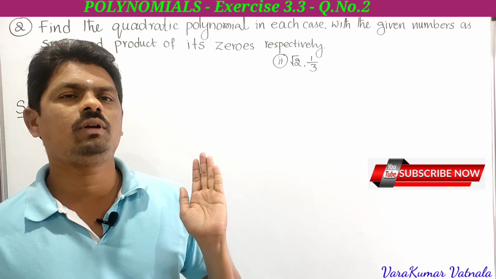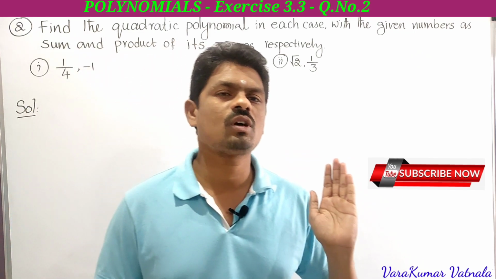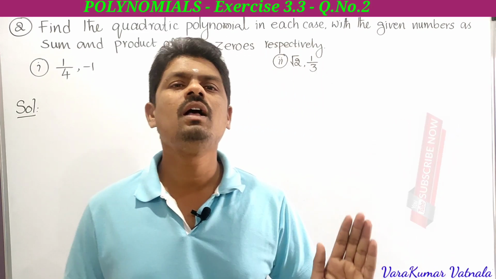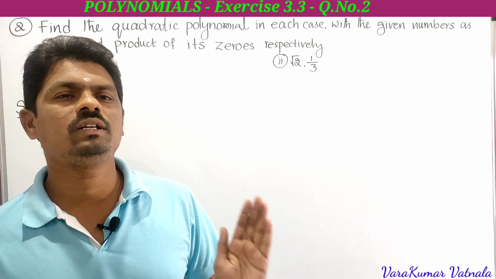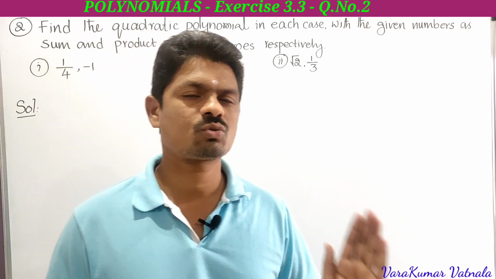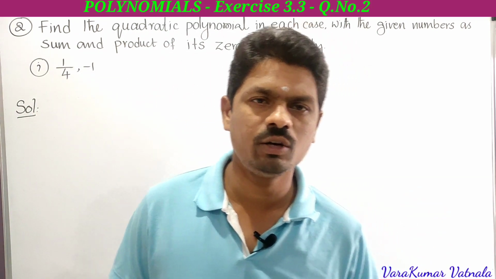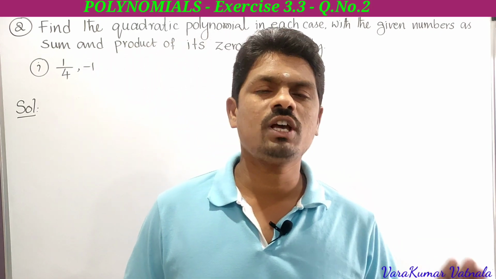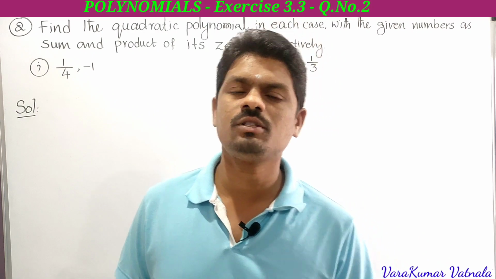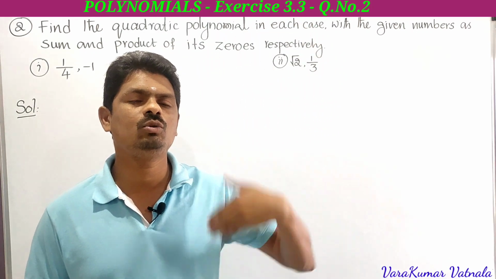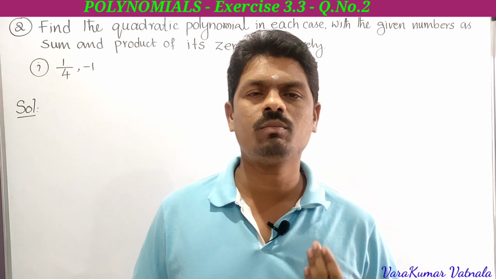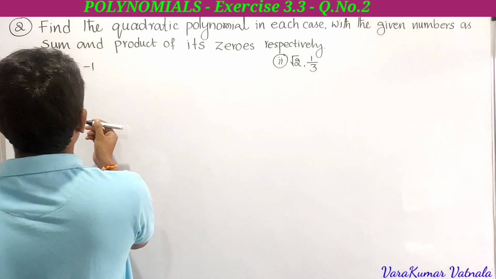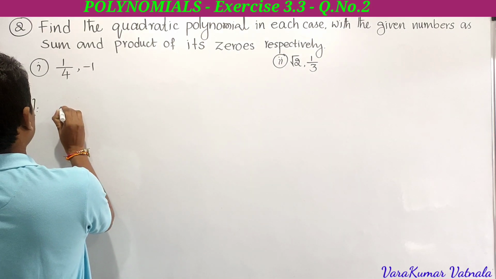So we know the formula. If the sum of the zeros is alpha plus beta and the product of the zeros is alpha into beta, then the quadratic polynomial is equal to k into x square minus alpha plus beta into x plus alpha into beta. So this is the formula. We just have to substitute the alpha plus beta value and the alpha into beta value, and we can get the required quadratic polynomial. So see here, the sum of the zeros he has given.